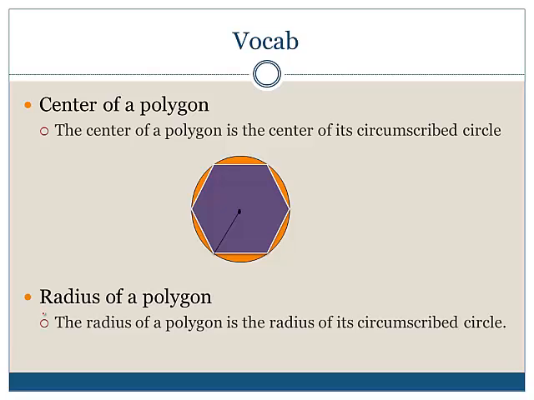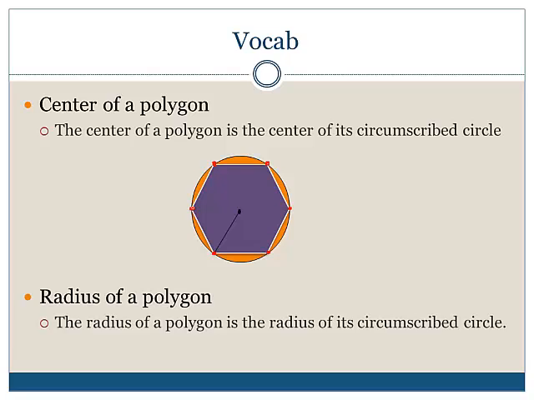So first thing I have to introduce is center of a polygon. The center of a polygon is the center of its circumscribed circle. So with the previous slide, remember the definition of a circumscribed circle, each one of the vertices touches the outside of a circle. So in this case I have the vertex, each vertex is touching the exterior of a circle. And it's inside the actual circle. So we say the center of the polygon is the center of its circumscribed circle.